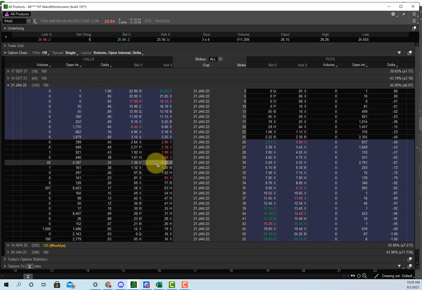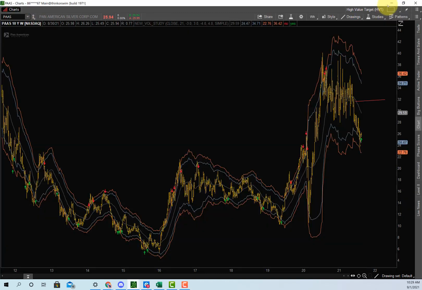$1.38 bid. A 10 lot, you'd be risking $1,380. Holding for 142 days. That gets you long silver. That gets you long PAAS. That gets you long on this buy signal. That over time, I think it's proven out to be pretty good.